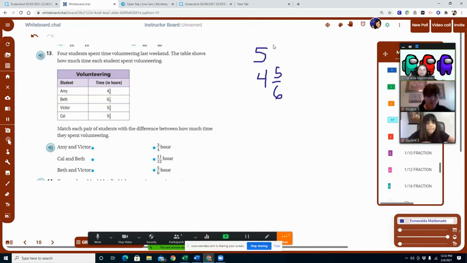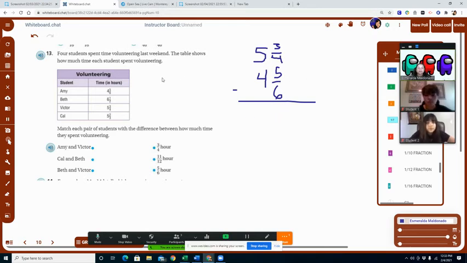5 3/4. Because here the important thing is to find how they are different. So it's okay to put the biggest one on top. So in this case, 5 3/4 minus 4 5/6. That's what I'm subtracting. I need to find the equivalent fraction, right?